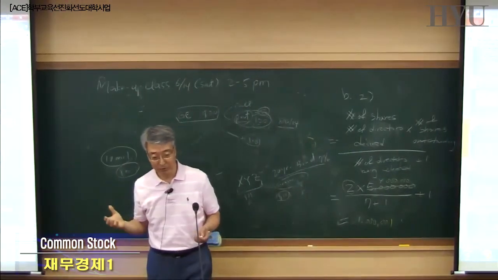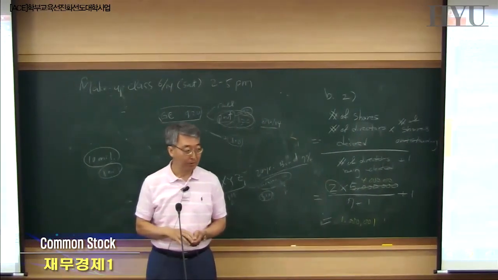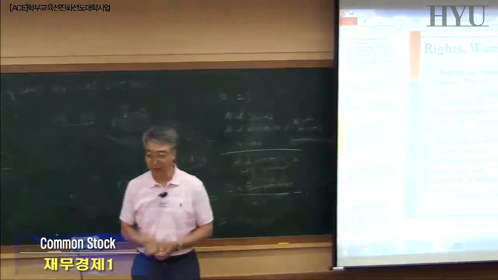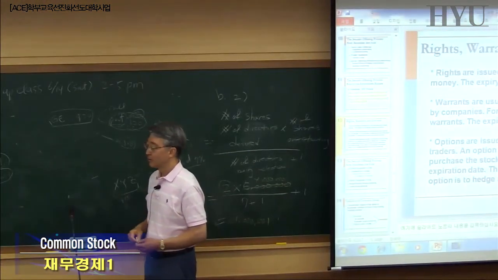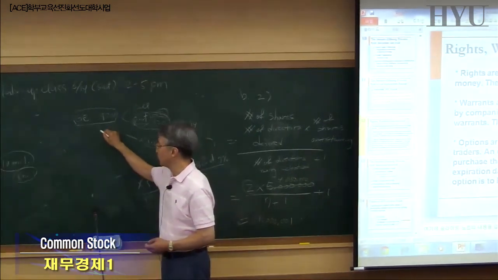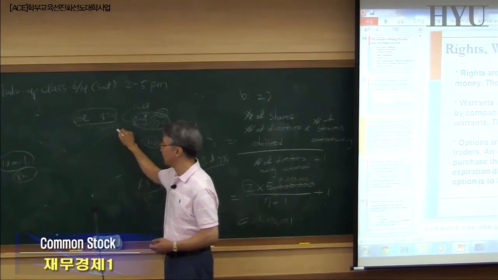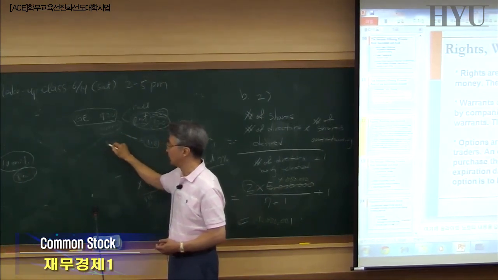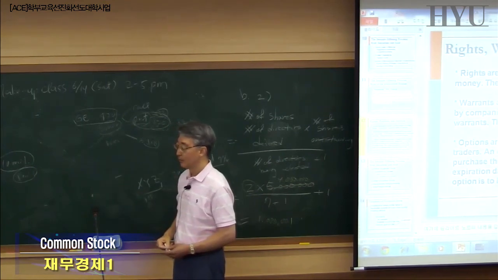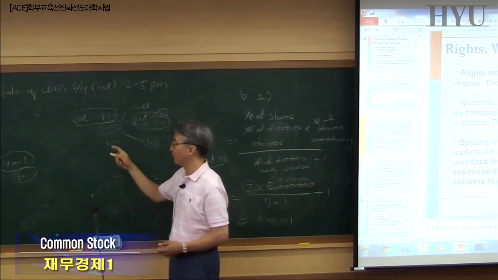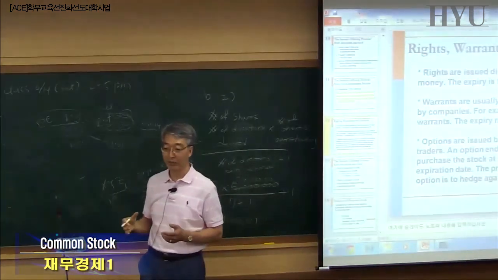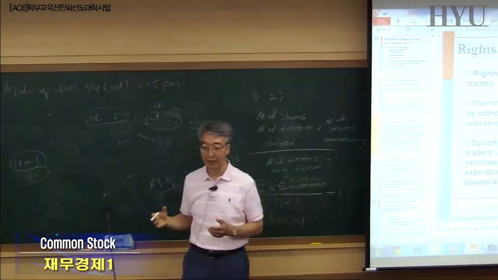So what's the benefit for me? The premium. When I sold this put option, I received the premium. If you sell about 1,000 shares, that's $20,000, then I get about $600 premium. So you don't have to invest $20,000.